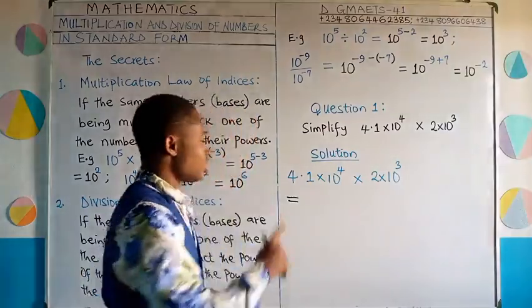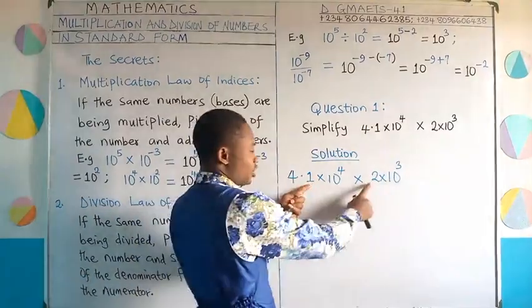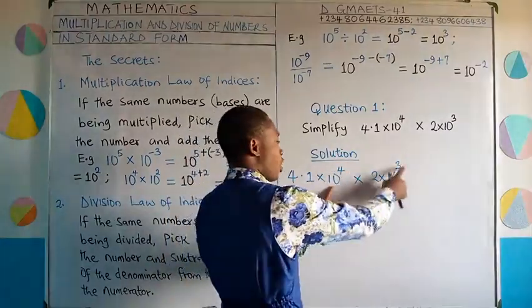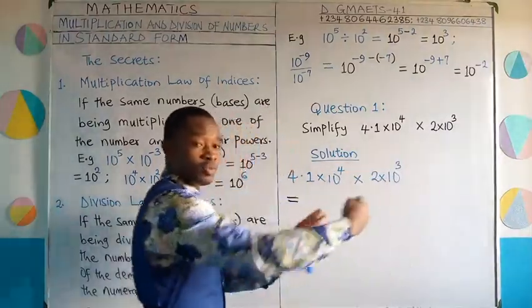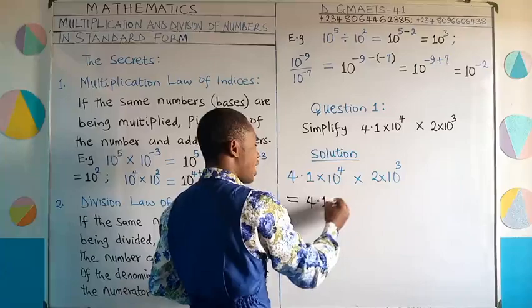So this number that I have here, I want to do something. You see this 4.1 and this 2, I want to bring them together, close. Then this 10 to the power 4, 10 to the power 3, I want to also write both of them close, so that I'll have 4.1 times 2.